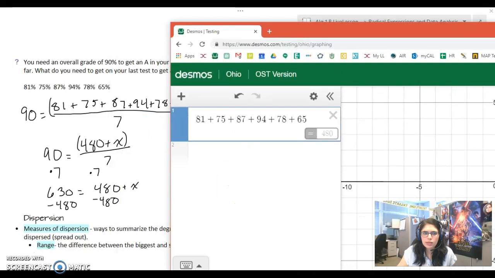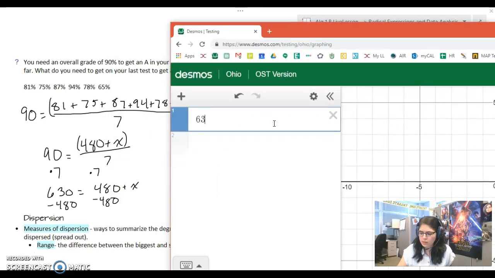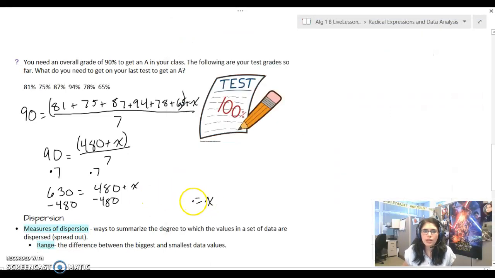Let's figure out what that is. 630 minus 480 is 150. So what this is saying is I need 150% on that last test to get an A. And unfortunately, that is not possible. You might want to do this calculation and see what you need to get a B. That probably is a better goal, more reasonable goal than 150%. But that is how you would set it up. So if you wanted to see if you could get a B, you would just change that 90 to an 80 and then solve that equation.